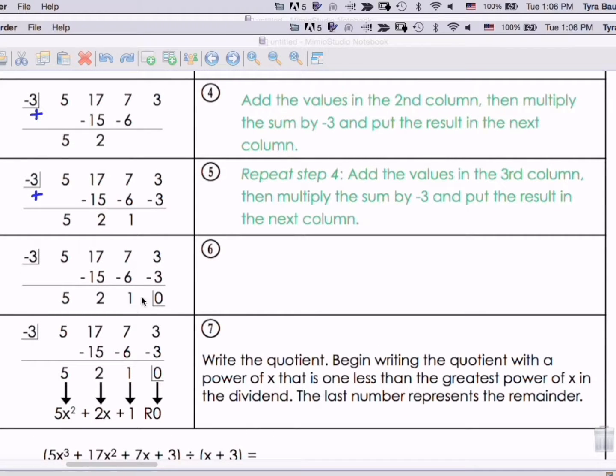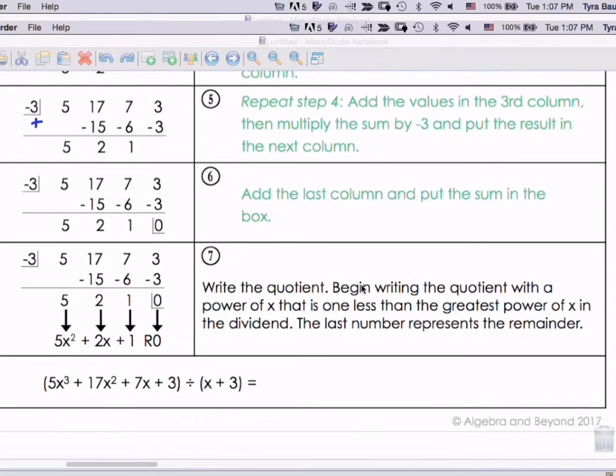Step 6, again I added 1, I put that column there, so I have negative 3 and negative 3 from before. I add together and I get 0. Add the last column and put the sum in the box, and it's 0. Okay. And then the final step, if we look at it, we have 5, 2, 1, and a 0 here. And what this represents is we were trying to divide out x plus 3, which is x minus negative 3, and we're left with 5x squared plus 2x plus 1 with a remainder of 0.